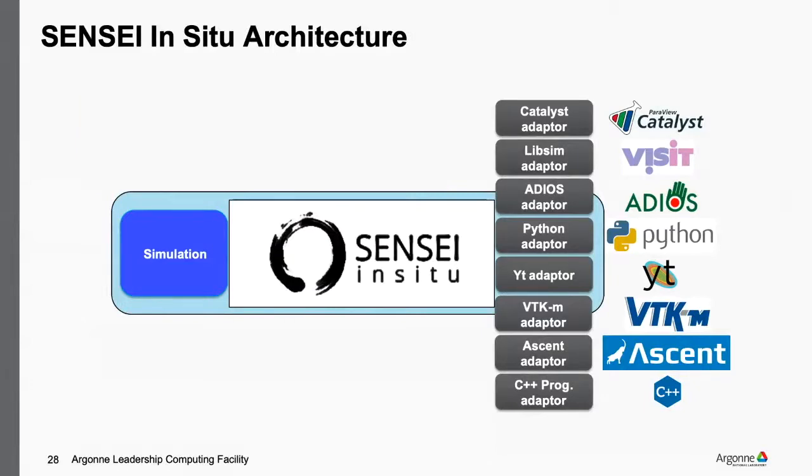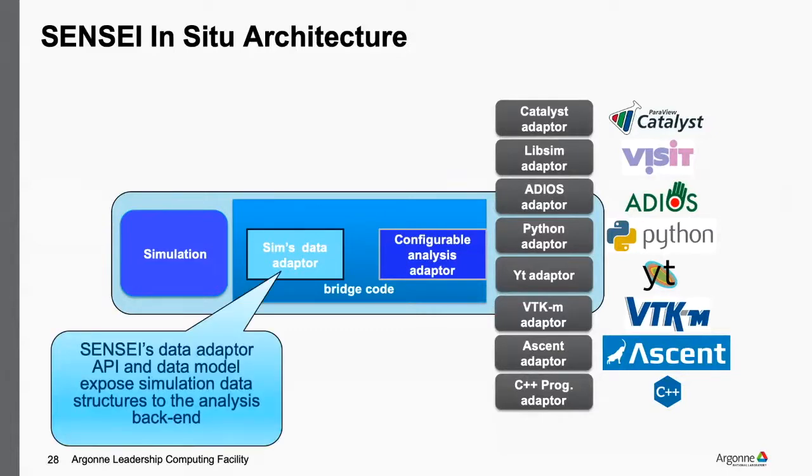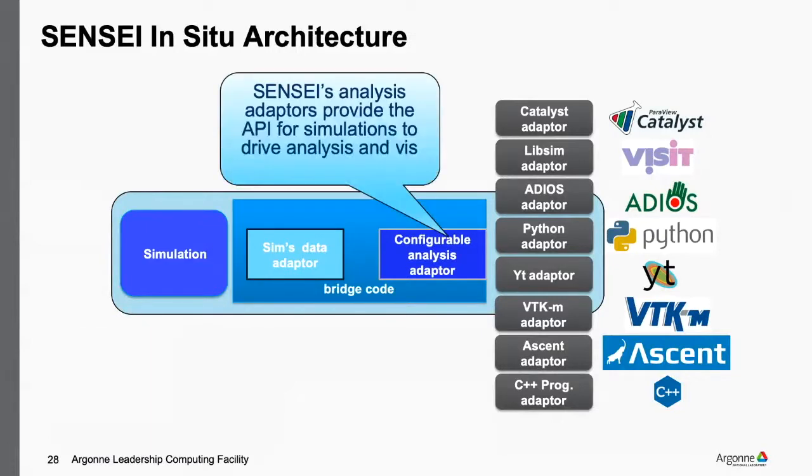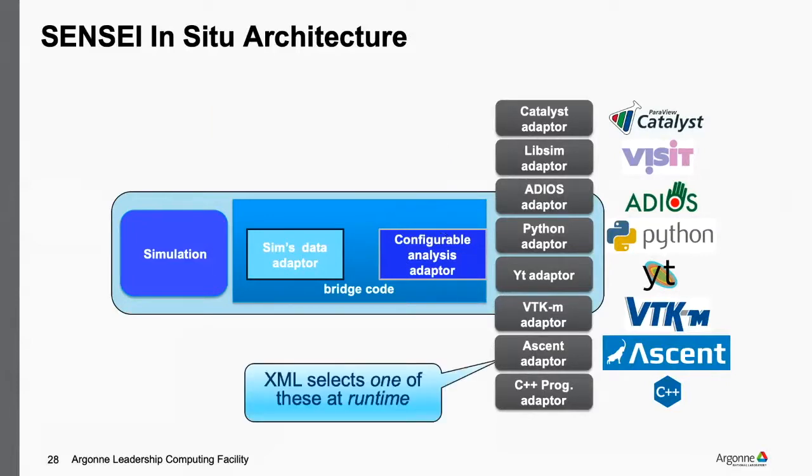So another interesting feature, and this is about the internals, how this is implemented. There are three main things in a code instrumented with Sensei. There is a data adapter that makes the data available and puts it in something called the VTK format. There is a bridge code that takes care of bridging the simulation with the analysis side, and there's the configurable analysis adapter. And it's interesting that the configurable analysis adapter can receive an XML file that is actually really simple to write. And with that, you can enable multiple backends.